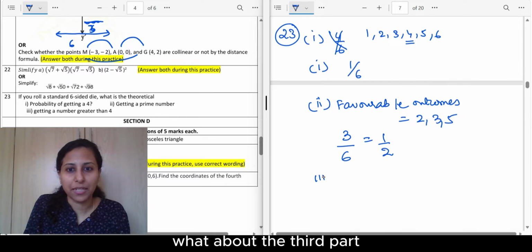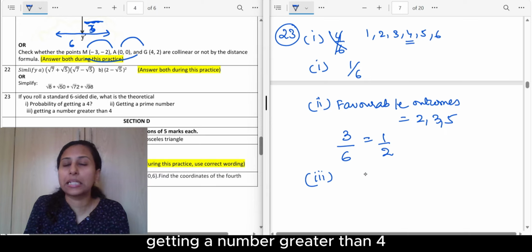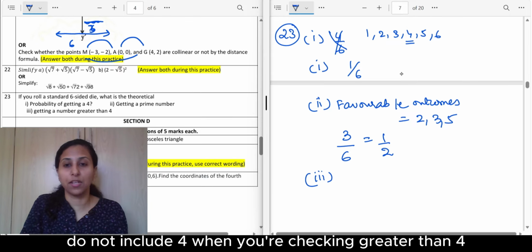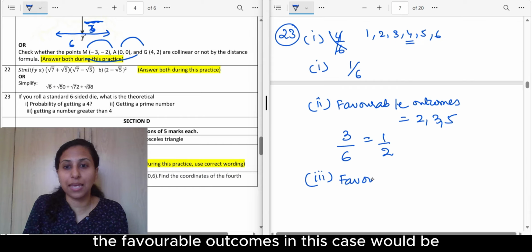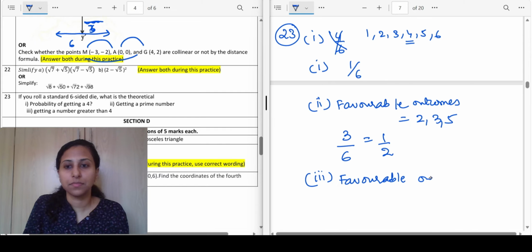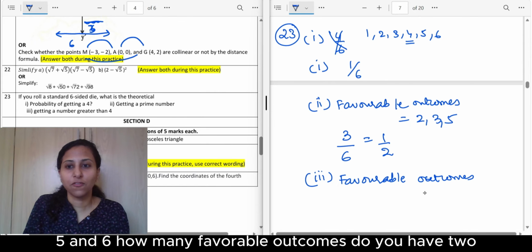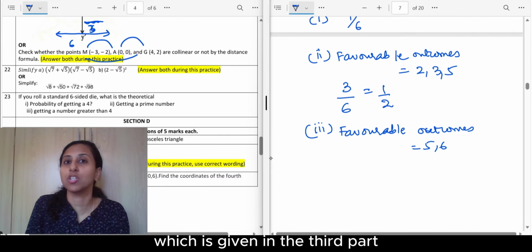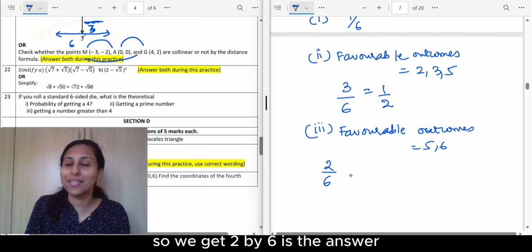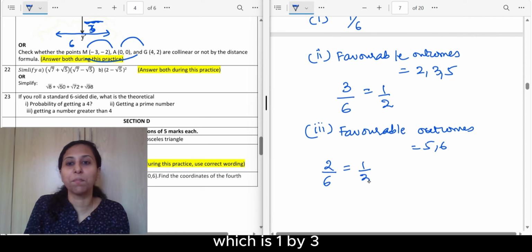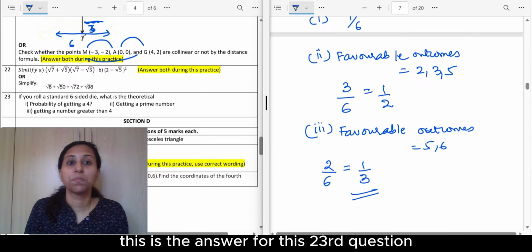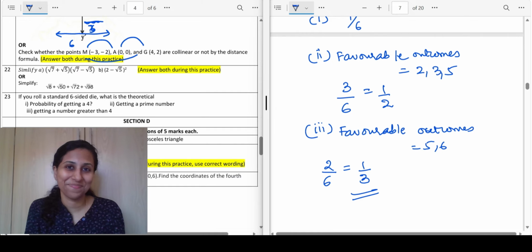What about the third part? Getting a number greater than 4. Greater than 4 does not include 4 when you're checking greater than 4. The favorable outcomes in this case would be 5 and 6. How many favorable outcomes do you have? 2. 2 out of 6 satisfies the condition which is given in the third part. So we get 2 by 6 as the answer, which is 1 by 3. This is the answer for this 23rd question.